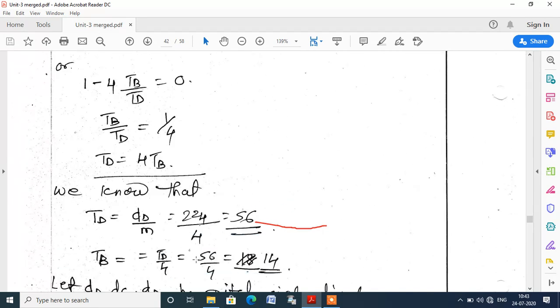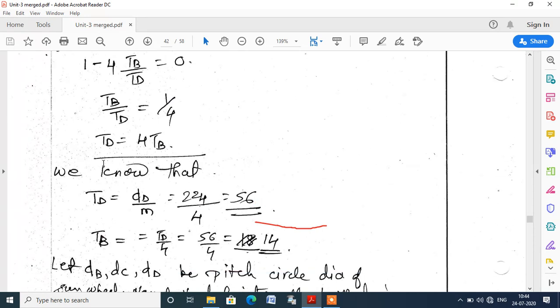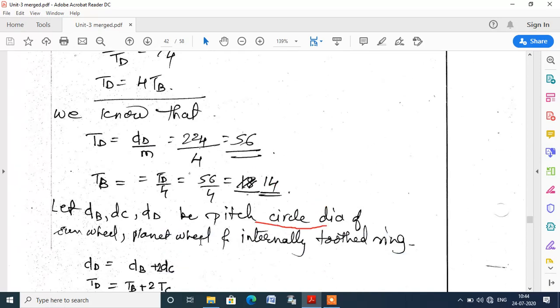Now we know that the module is given. Module equal to diameter upon number of teeth. By using this relation, TD equal to D upon M. So 224 upon 4, that is 56. And TB, from this relation we can calculate, that is TD upon 4. So it is 40? Check this answer. Now come to the geometry.